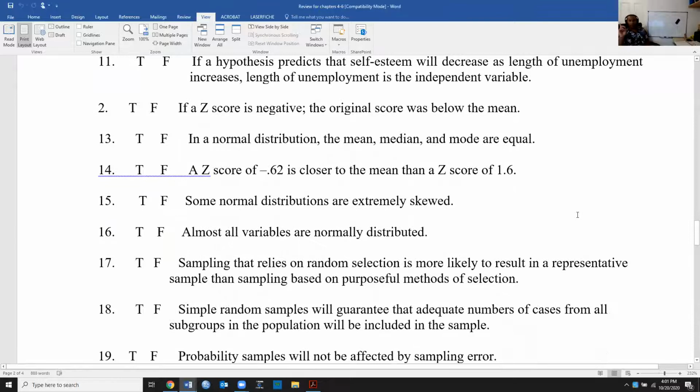Okay. 2. If a z-score is negative, the original score was below the mean. True or false? True. Good. Does anybody need clarification on this?